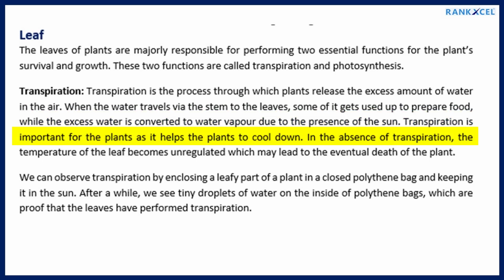Transpiration is important for the plants as it helps the plants to cool down. In the absence of transpiration, the temperature of the leaf becomes unregulated, which may lead to the eventual death of the plant. We can observe transpiration by enclosing a leafy part of a plant in a closed polythene bag and keeping it in the sun. After a while, we see tiny droplets of water on the inside of polythene bags, which are proof that the leaves have performed transpiration.